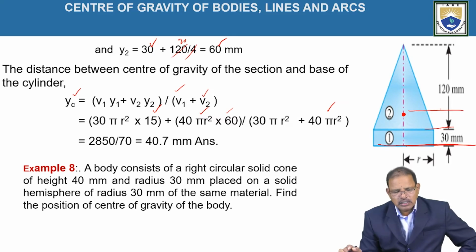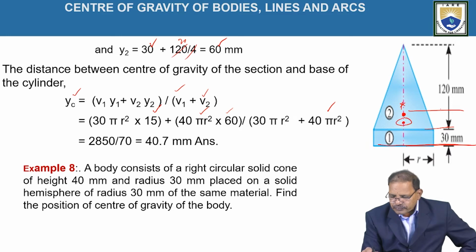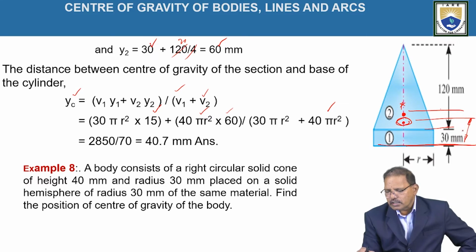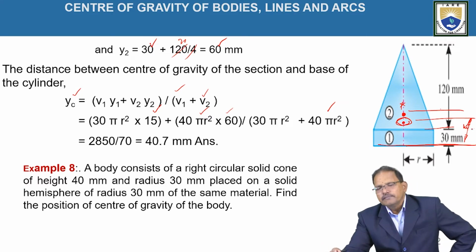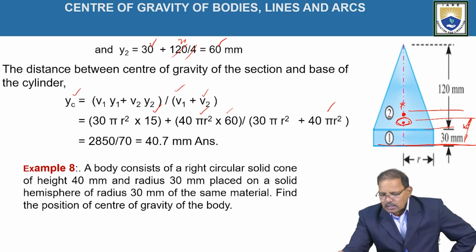This is the position of the centroid with respect to the bottom of the composite figure. So it is somewhere 30 plus 10. This is the position. This distance is equal to 40 mm from the base of the composite figure.